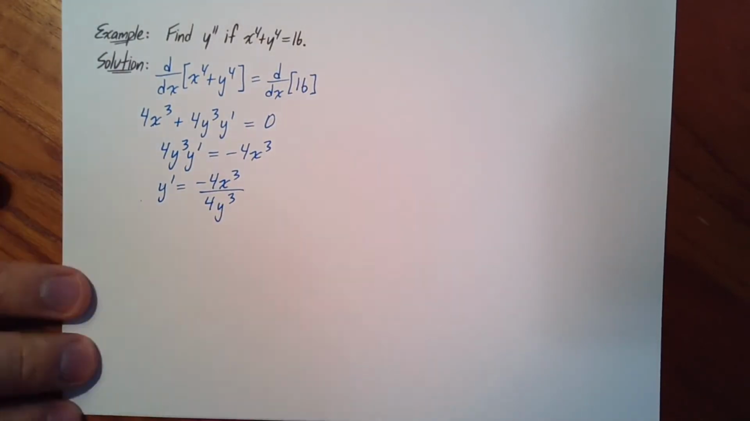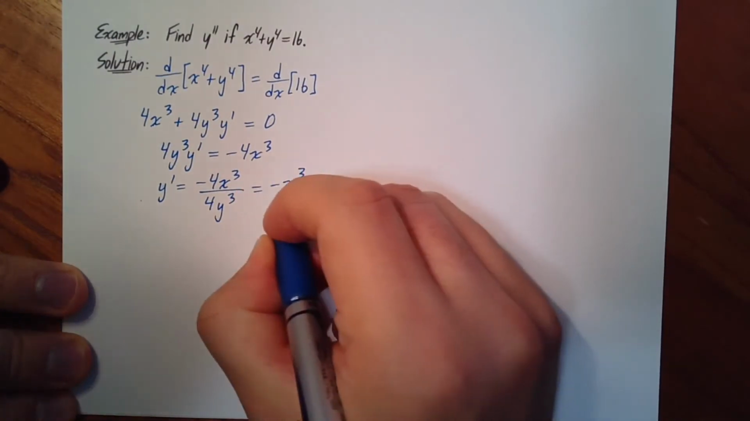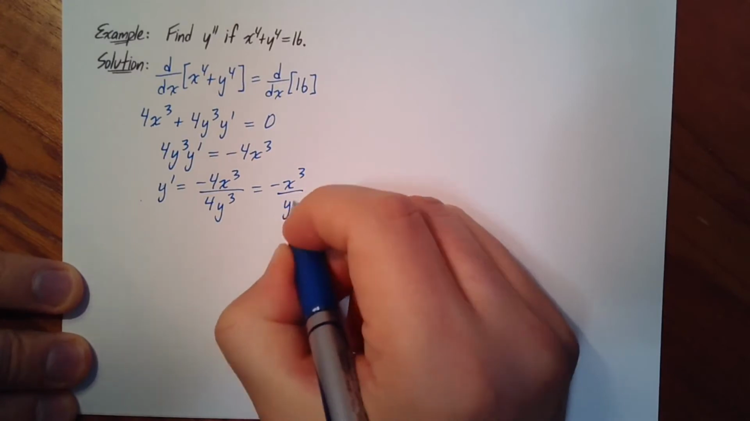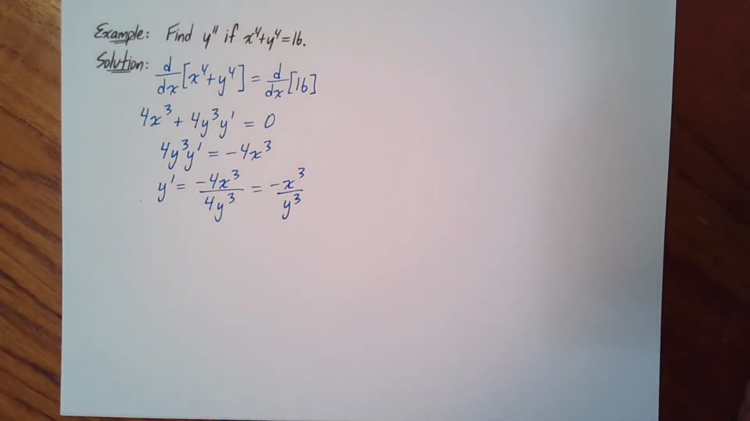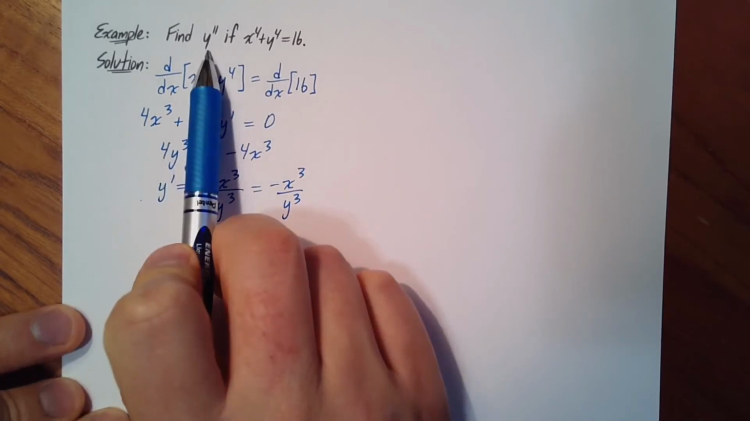Now, let's cancel those 4's. There's no reason we need to have those 4's there. That's just making it more complicated than it needs to be. So we've got negative x cubed over y cubed. Okay, but we're not done, are we? We still have to now take the derivative again, because this is just y prime. We want y double prime.